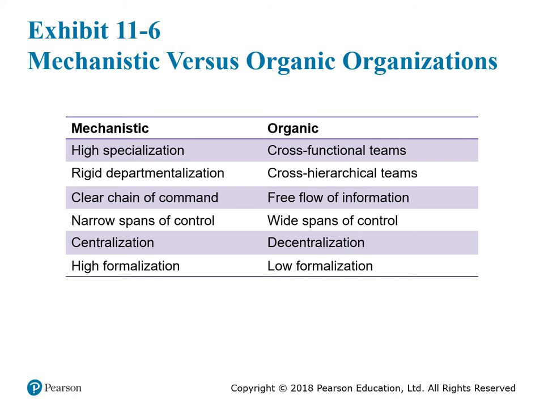And here's a nice exhibit that summarizes what we have just discussed, the differences between mechanistic and organic organizations. As we have just seen, in mechanistic organizations, it's highly specialized, whereas in organic organizations, it's all about cross-functional teams. Basically, you handle different problems of diverse natures. In mechanistic organizations, it is very rigid, but in organic, it's all about, again, cross-hierarchical teams. In mechanistic organizations, it's all about authority, it's all about chain of command, whereas in organic, it's a free flow of information. Like, it's highly acceptable and even encouraged to go and talk to your boss's boss, to go to another department.